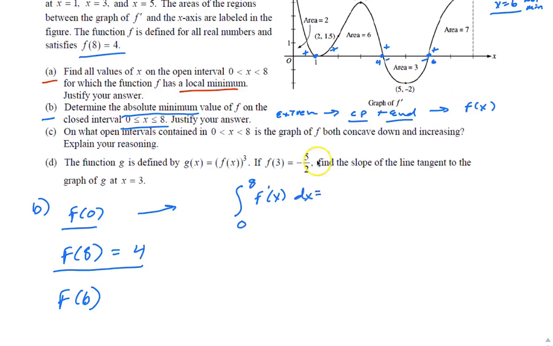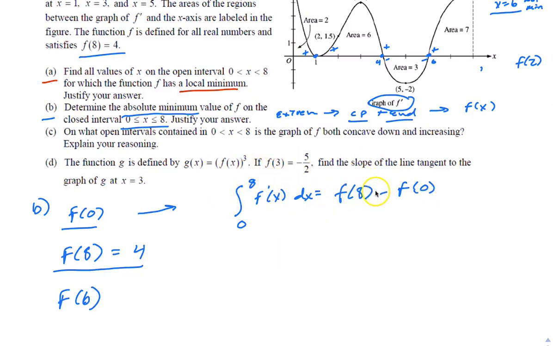Why did I pick 8? Because I know what f of 8 is. And I picked 0 because that's what I'm looking for. Why did I write 8 up there and 0 down there? Because remember, we go low to high. So why do we use this trick? What happens when you integrate f prime? You get f. Then we apply the limits, top minus bottom. This is the same thing as f of 8 minus f of 0.